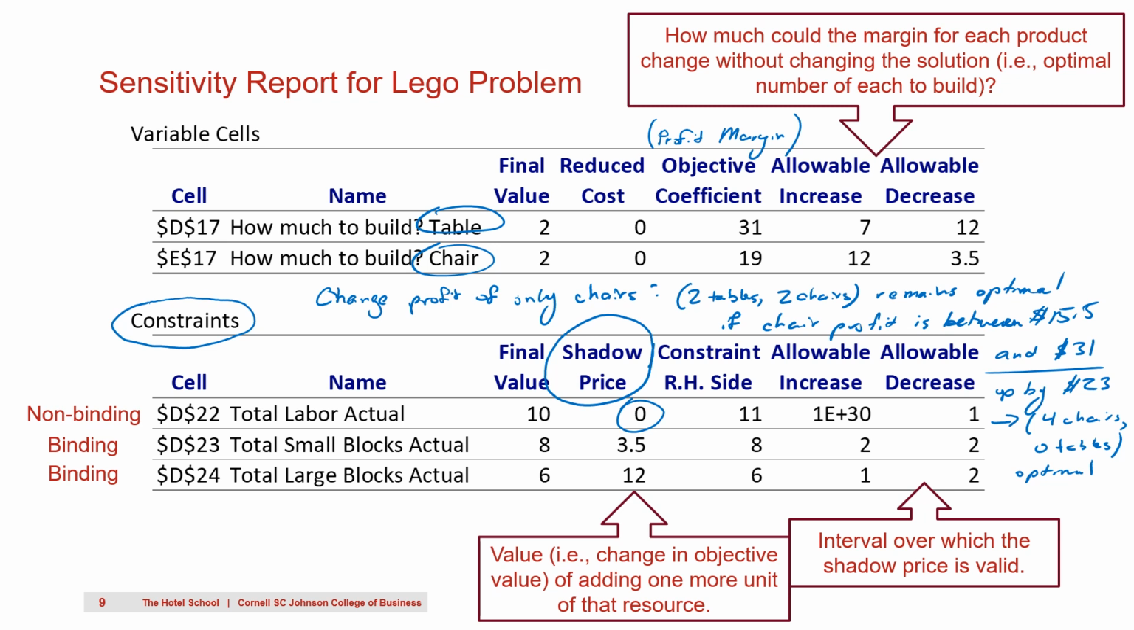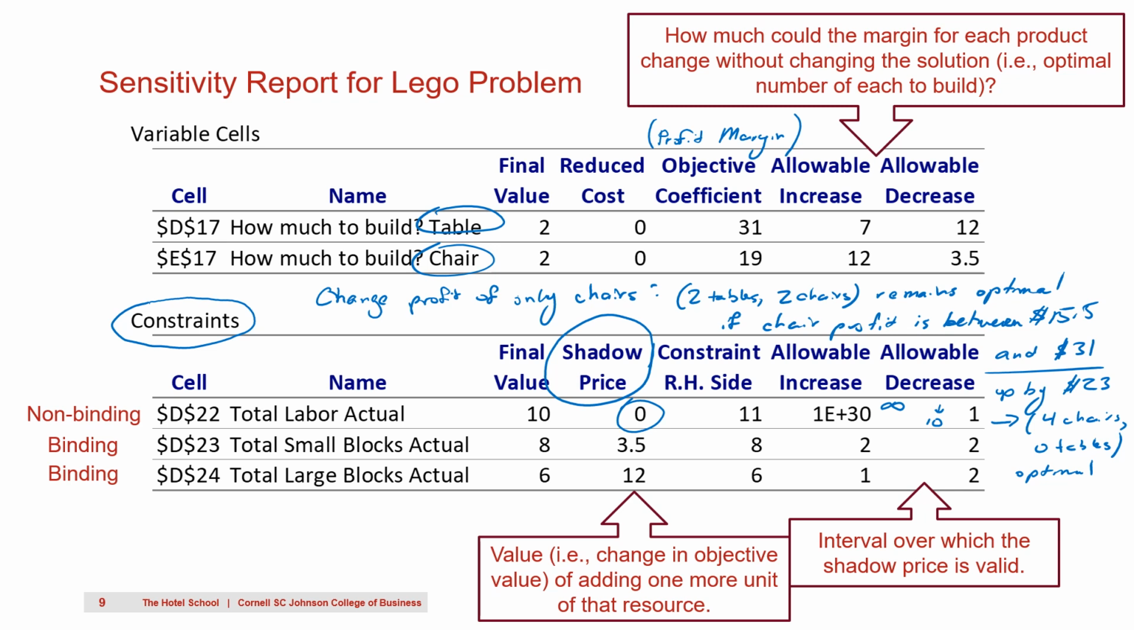And that is fine as long as you drop to 10. Labor can go up to infinity, so that's 1e to the 30th, that's just infinity. And it can go down to 10 before we start having problems. If it drops to 10 and you're thinking about going from 10 to 9, then you would need to resolve this, and a different calculation might be in play.